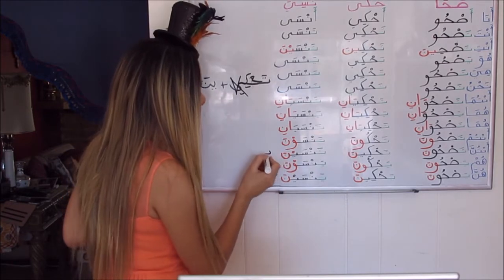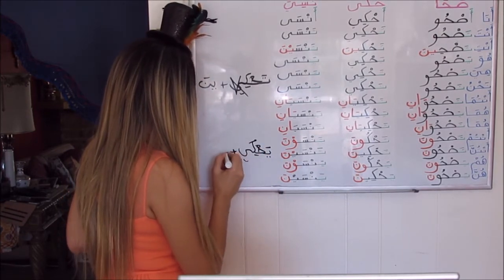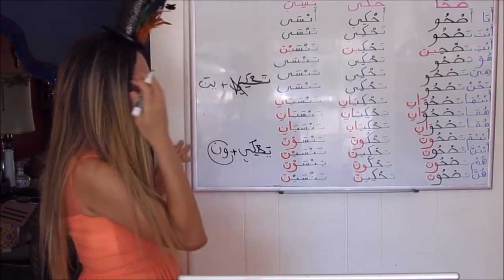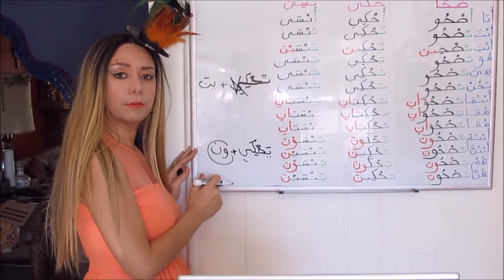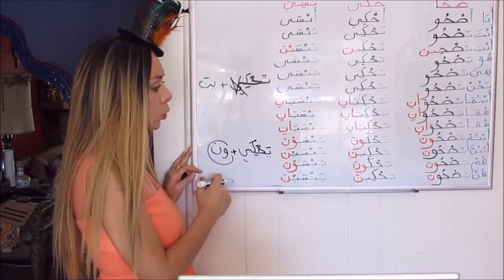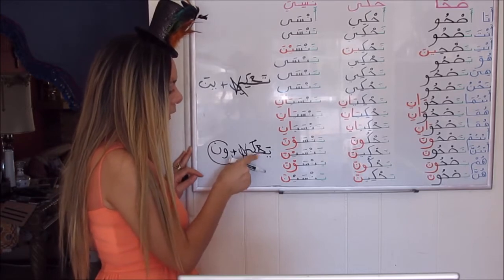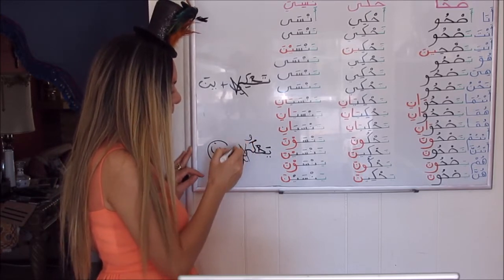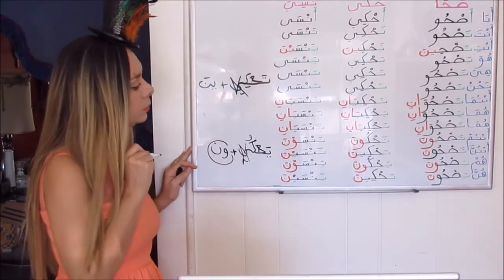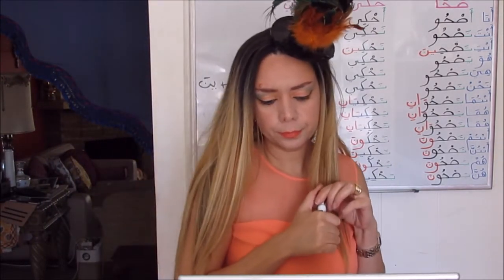So yahki plus una. And we need this suffix to show up, that we know that we are referring to whom. We cannot skip the waw. So the ya is gone and the kasra turns to a dhamma to match the following waw. Yahkuna. Alright?